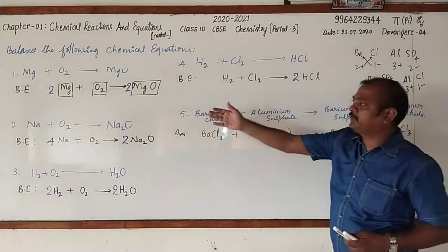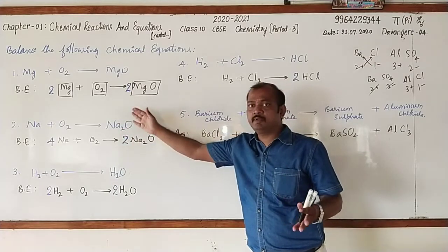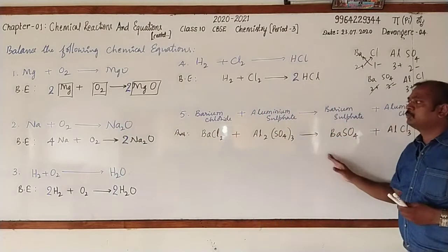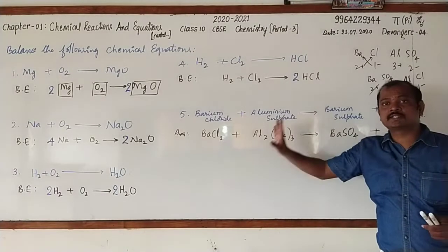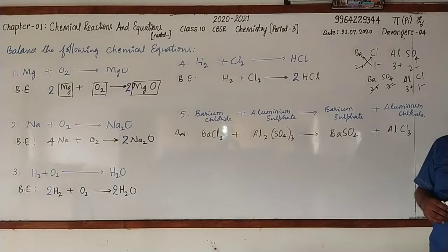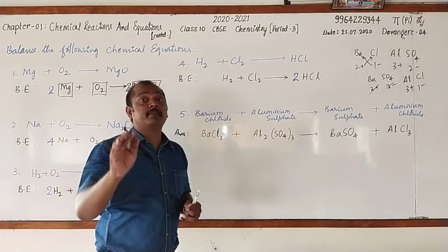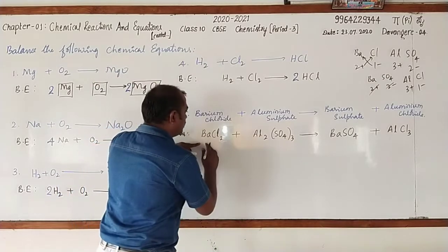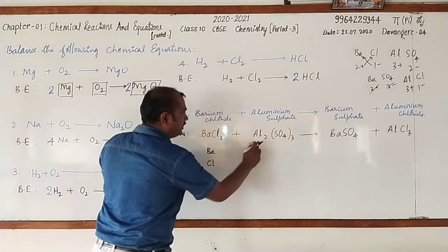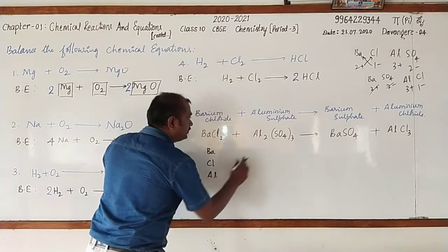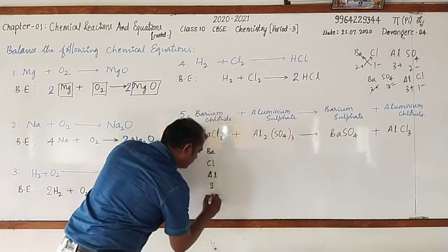See, here we have simple reactants and products. Easily we balanced it. But here more number of elements are there. Hence, let us go for listing them. You find it easier for balancing. To balance them, let us go for listing the number of atoms of each element. What are the atoms? Barium is there, chlorine is there, here aluminium, then sulfur, then oxygen.